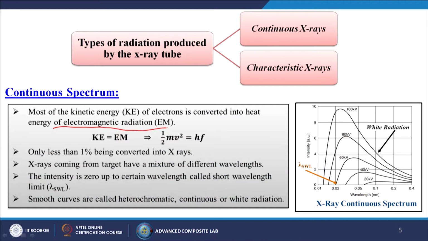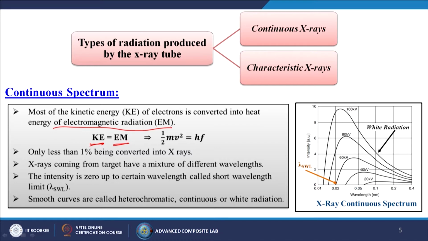Now there are two types of radiations from the X-ray tube. One is called the continuous X-ray, another is called the characteristic X-rays. So, what is the continuous spectrum? Generally the continuous spectrum is taken care of by the heat energy. Most of the kinetic energy of electrons is converted into heat energy and electromagnetic radiations, where the kinetic energy is equivalent to electromagnetic radiation, which is nothing but half mv squared equal to hf.